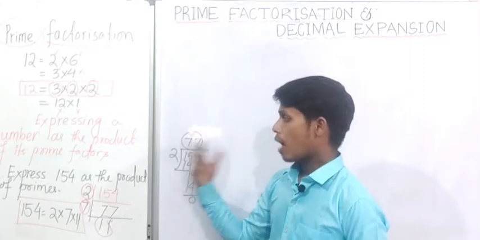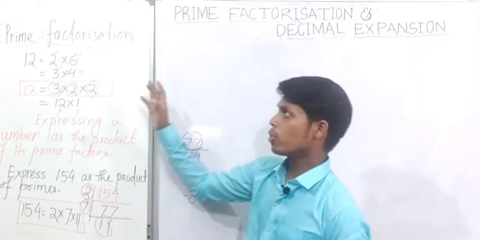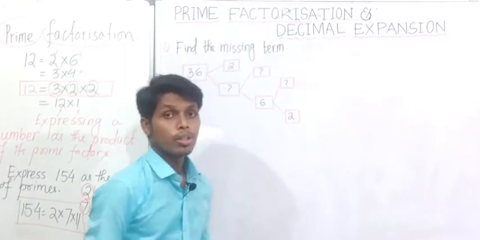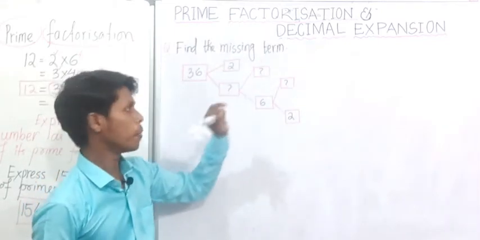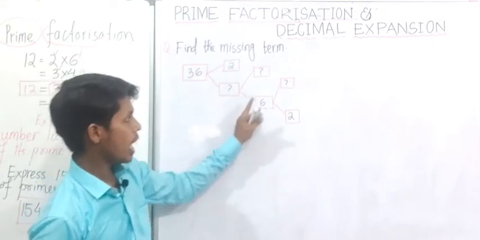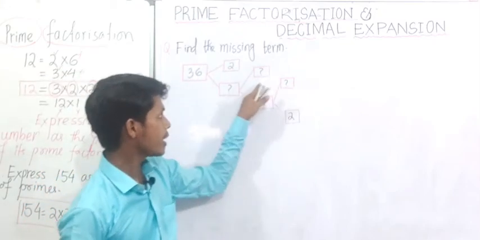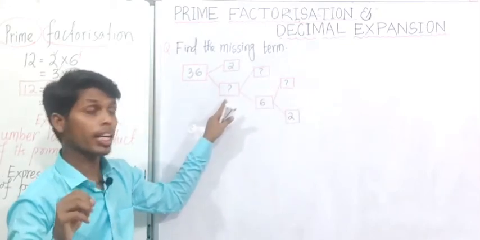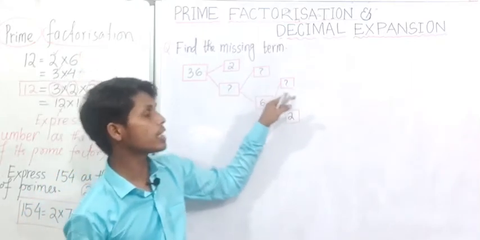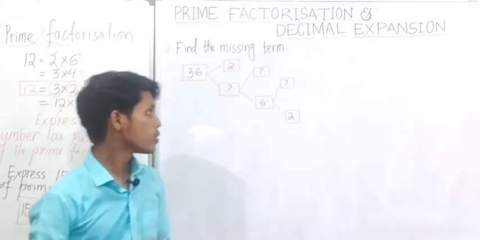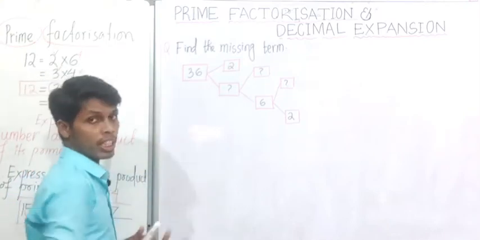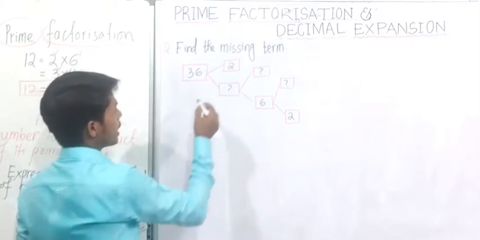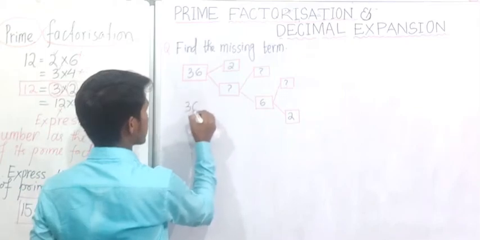Let's see another type of questions related to this prime factorization. So the next type of question is something like this: find the missing term. There is a factor tree as you can see here, and there are 3 question marks here, and we need to find out which numbers can be replaced in these question marks. So let's solve it.